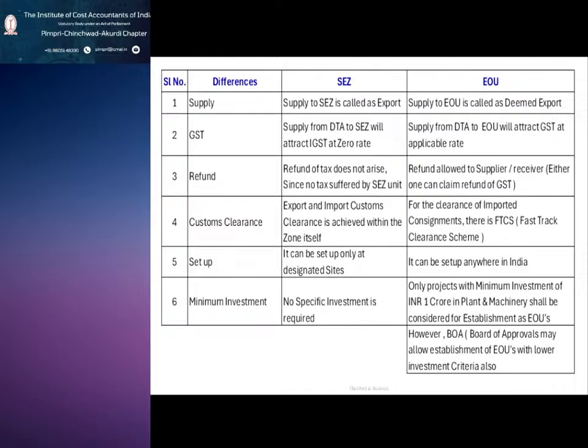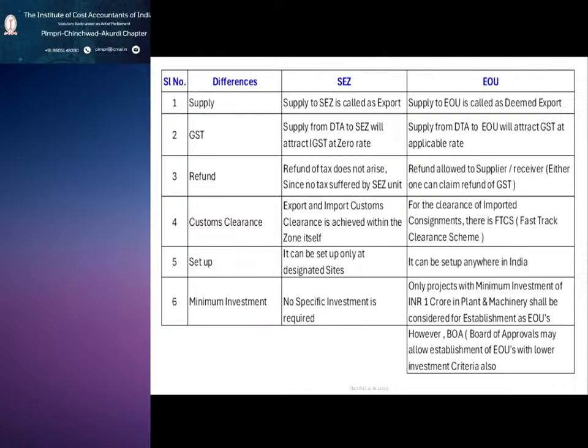So SEZ and EOU. Supply to SEZ is called export. Which zone are we in? SEZ means special economic zone, and EOU means export oriented units. There are specific terms. If we are in the normal area, we call it DTA, which is the domestic tariff area, where normal tax rates are applicable.